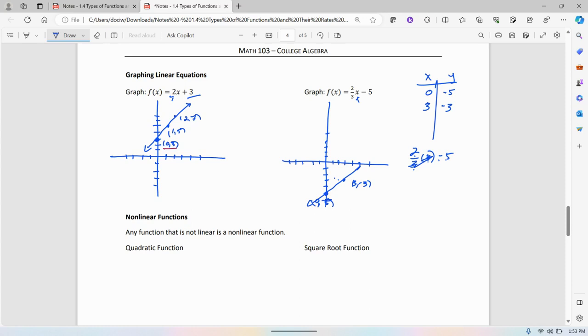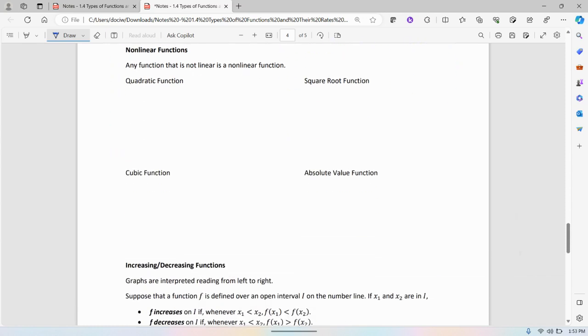We're going to spend in this course a significant amount of time initially with linear functions, but there are functions that are nonlinear. A nonlinear function simply means any function that's not linear. We're going to talk about quadratic functions that look like y = x squared.